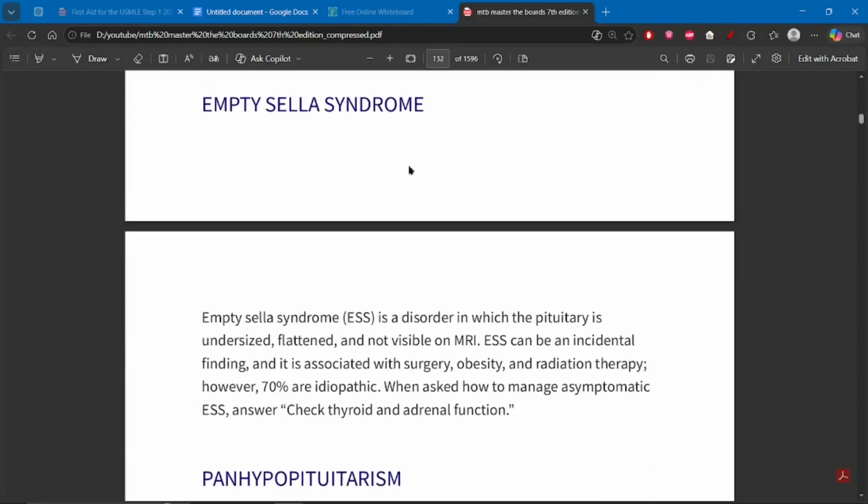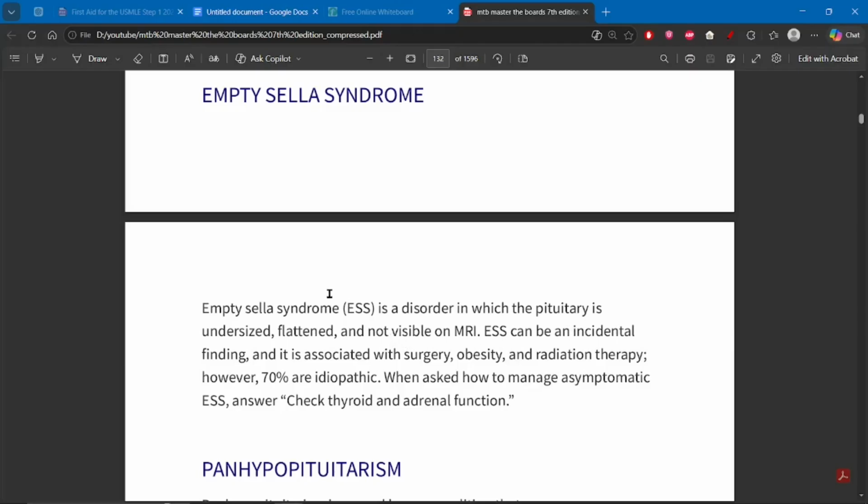Okay, so empty sella syndrome. This is basically a disorder in which the pituitary is undersized, flattened, and not visible on MRI. You can see the empty sella turcica on your MRI; you cannot visualize the pituitary gland. This can be an incidental finding, and it can be associated with surgery, obesity, and radiation therapy. I'd like to highlight that these are important because I have seen questions asked on them. Obesity specifically I've seen asked quite a lot.